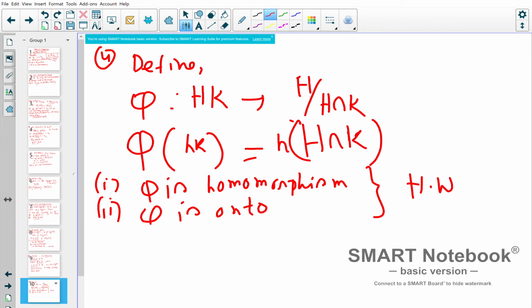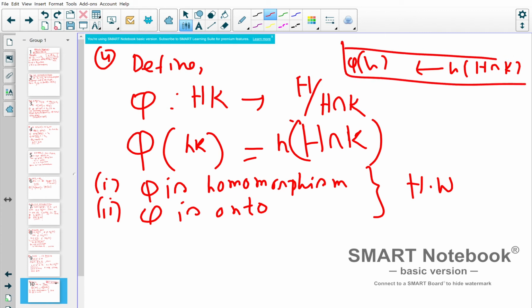Okay, you know how to check whether something is a homomorphism or not. And also ontoness. So ontoness is also obvious because the moment you choose any element from here, there will always be a pre-image, and the pre-image is nothing but h itself, right? h itself is a pre-image of that. So ontoness is obvious.